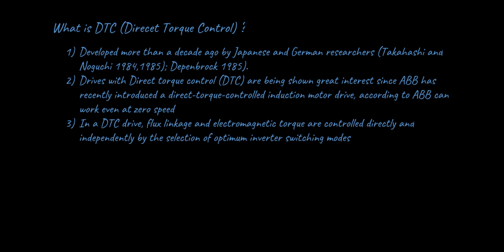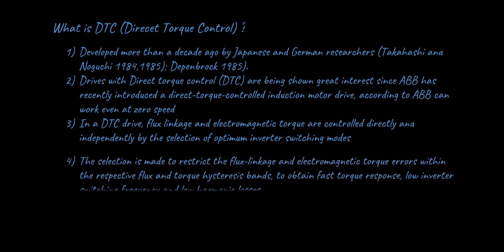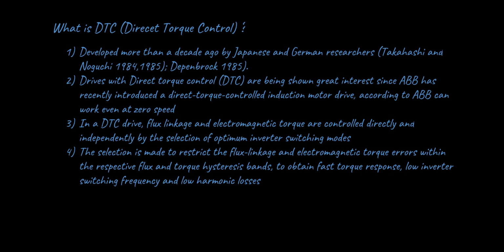So in a DTC drive, the flux linkage and electromagnetic torque are controlled directly and independently by the selection of the optimum inverter switching vector. That means the selection is made to restrict the flux linkage and the electromagnetic torque error within the respective flux and torque hysteresis bands, in order to obtain a fast torque response, a low inverter switching frequency, and finally low harmonic losses.